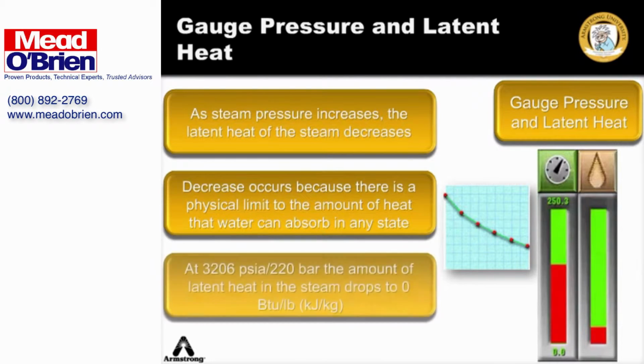At approximately 3,206 psia, the amount of latent heat in the steam drops to 0 BTU per pound. 3,206 psia is the critical pressure for water. At that pressure, it absorbs the maximum amount of heat while in the water state and requires no more heat to turn it into a gas. At this pressure, water can exist either as a liquid or a gas at the same temperature.